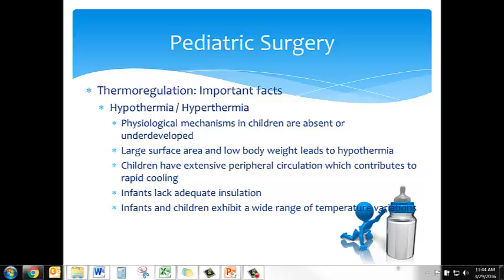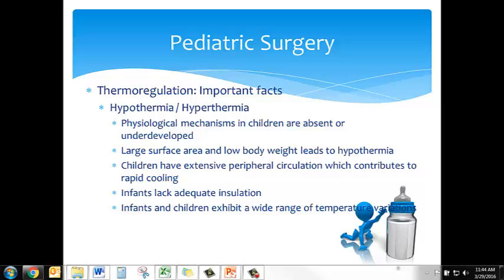Pediatric patients have a thinner layer of subcutaneous fat and therefore do not have as much fat to keep them warm. Hypothermia can result in cardiac problems, apnea, and hypoglycemia. Do you remember what apnea and hypoglycemia are? Make sure you look them up in case you don't know.